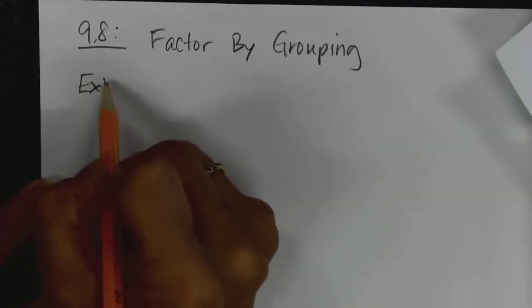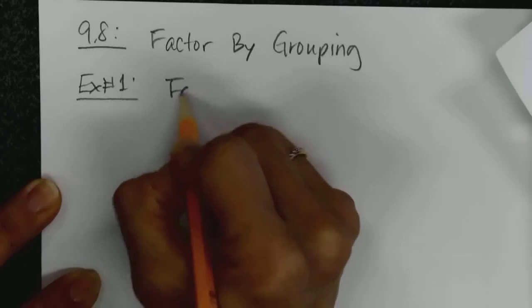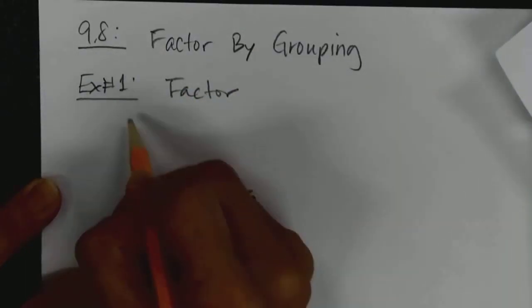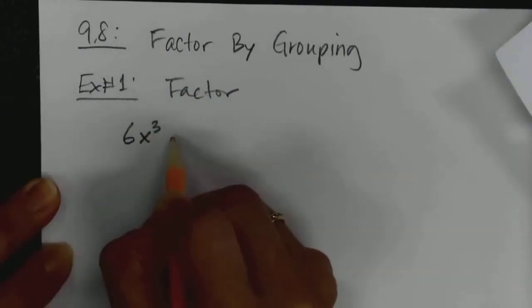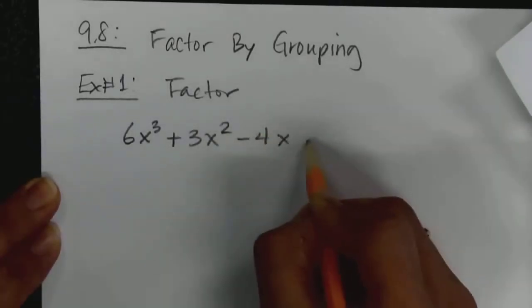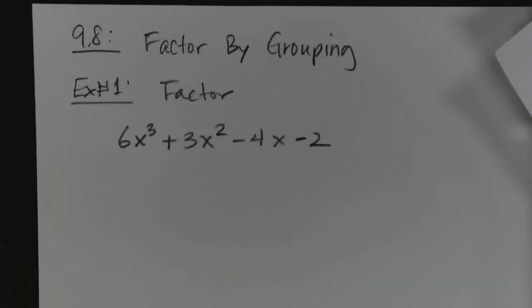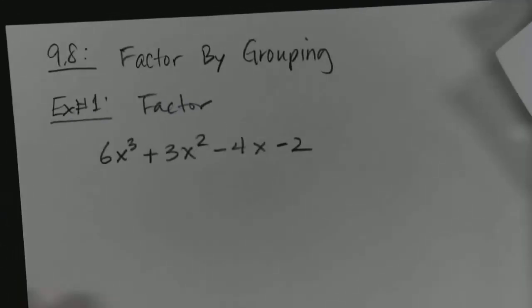Example number 1. You tell me what to do to factor 6x cubed plus 3x squared minus 4x minus 2. And this is called factor by grouping. So what would you do first? Group. So you don't have to look for ABCs.